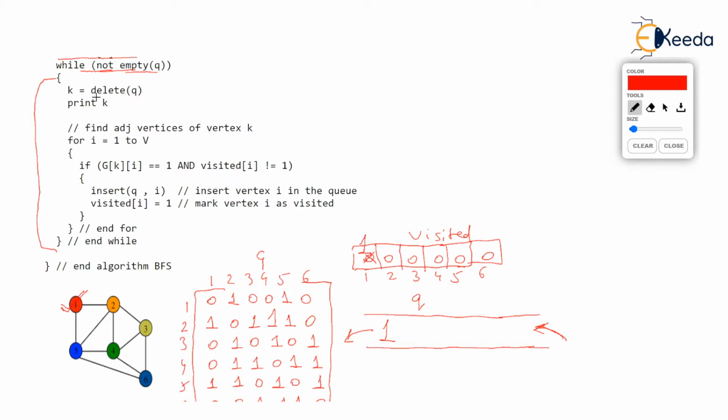And immediately call the delete function on the queue. Now you know whenever you call the delete function it will always delete the first element of the queue. This is not delete the entire queue. Delete queue means delete the frontmost element of the queue. And you observe the queue. The frontmost element of the queue is 1. So 1 gets deleted. And the value deleted from the queue is silently stored in K. So K is 1. Because the deleted value from the queue was 1, K is 1.